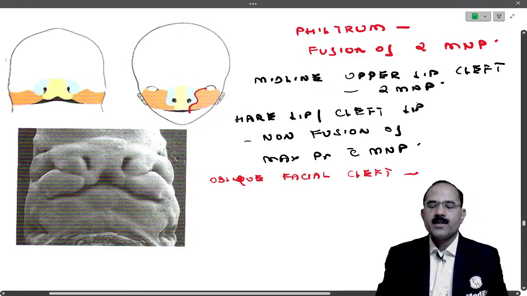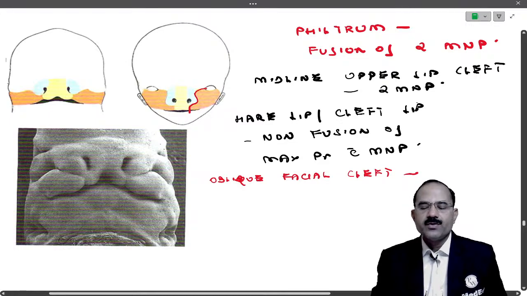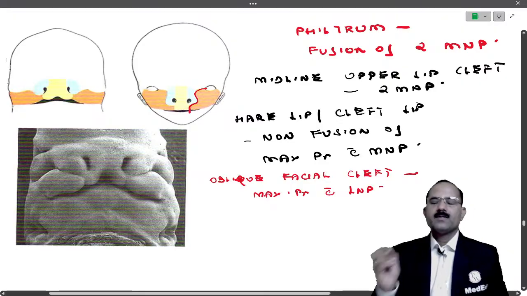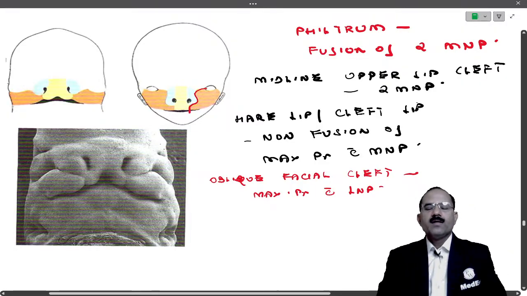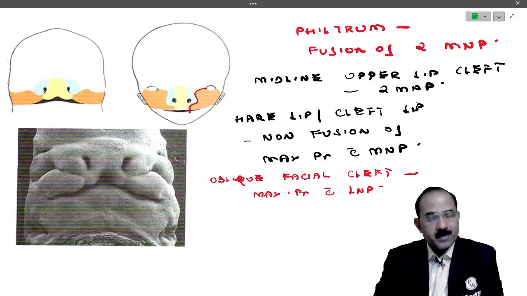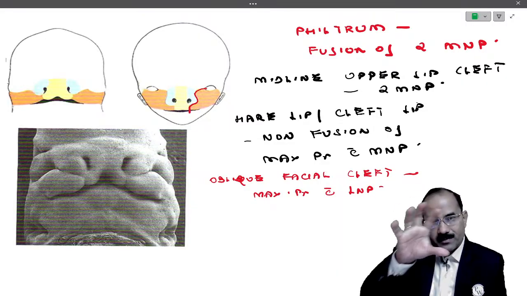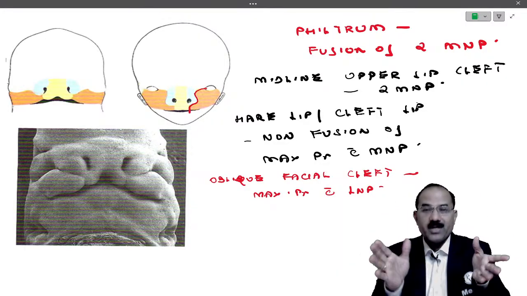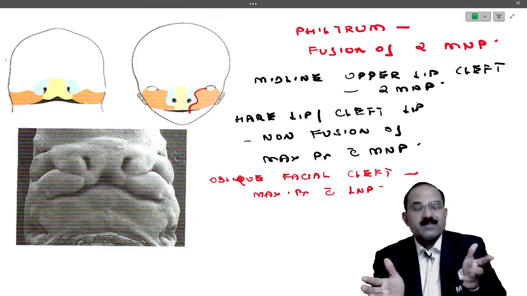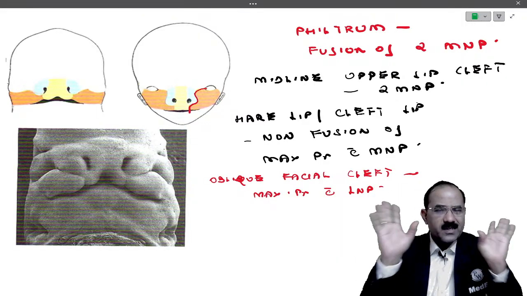Okay, oblique facial cleft. Oblique facial cleft is due to non-fusion of maxillary process with lateral nasal process. Okay, bacha. So just remember this in the development of face, because this model is kept in the embryology table. You have a separate viva, bacha. And that embryology viva is difficult to answer. So just remember what are important things I've told you.